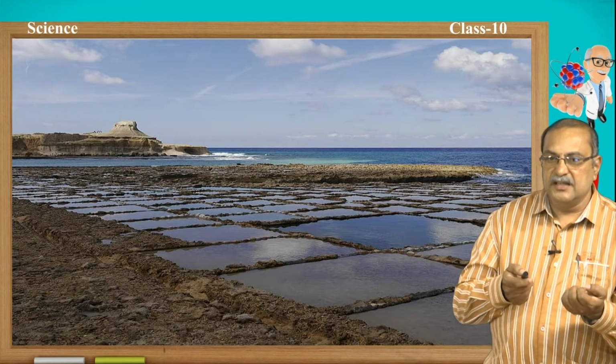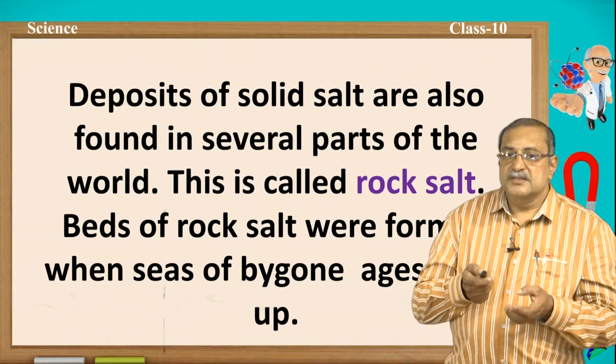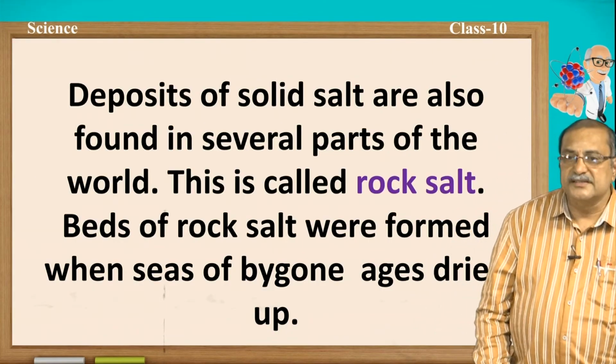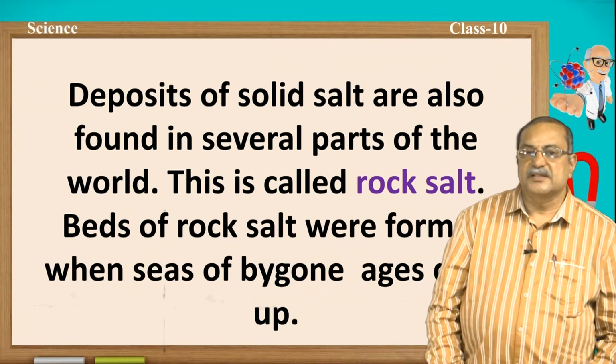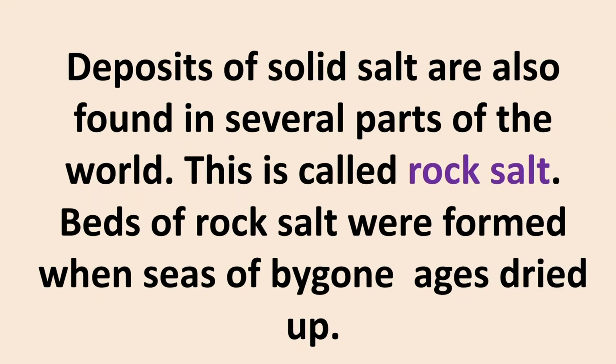Not only this, some deposits of solid salts are also found in several parts of the world. Solid salts are also present. This is called rock salt, ಕಲ್ಲುಪ್ಪು ಅಂತ ಕರೀತಾರೆ, ಕಲ್ಲುಪ್ಪು ಅಥವಾ ಸೇಂದ್ರಿಯ ಲವಣ ಅಂತ ಕರಿತೀವಿ ಇದನ್ನು. So we can see it all over the land also.